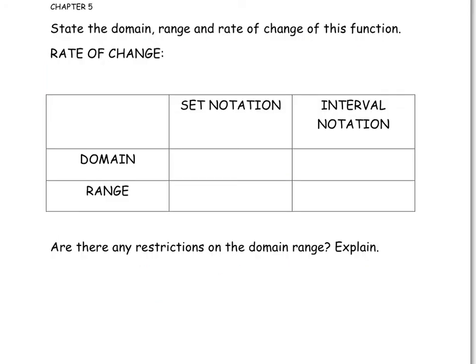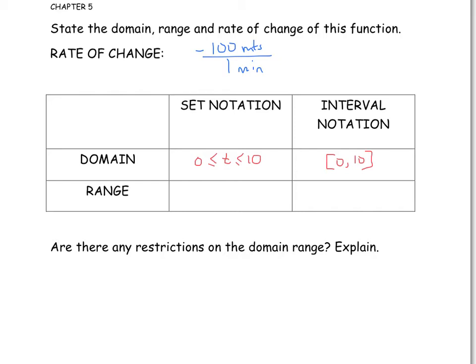All right, so in the last example, state the domain and range of the rate of change of this function. Okay, so the rate of change, as was written, is negative 100 meters per 1 minute. Now the domain, since domain is t in this case, we had the time between 0 and 10 minutes. So the domain in set notation would be t is larger than or equal to 0 but smaller or equal to 10. The interval notation would look like 0 to 10.